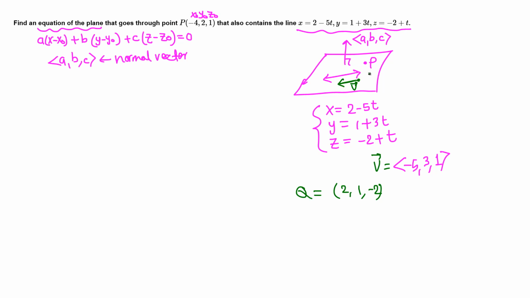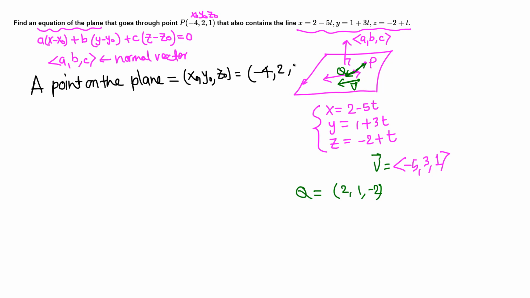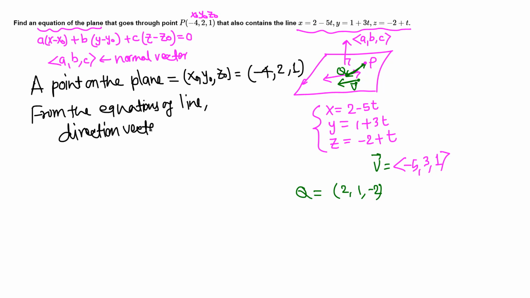Now let's find the vector joining P and Q, PQ. Let's do it over here. A point on the plane, which we denote by x naught, y naught, z naught, is given: -4, 2, 1. And from the equation of the line, we have a direction vector v, which is just -5, 3, 1.